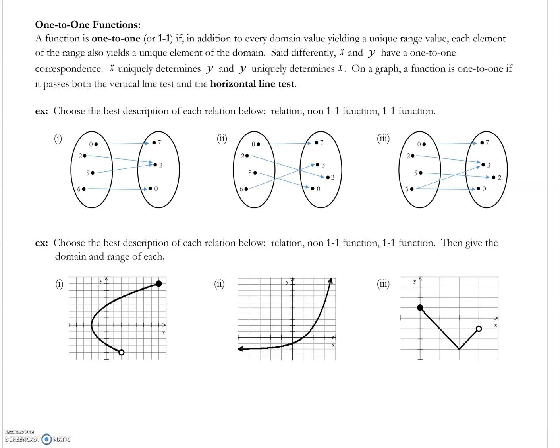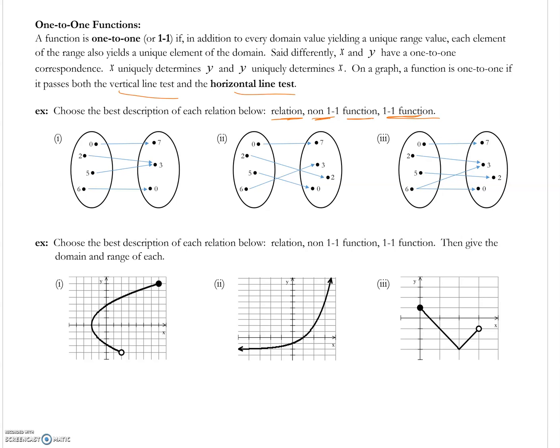On a graph, a function is one-to-one if it passes both the vertical line test and the horizontal line test. So it's very similar to what we were doing with just functions, but now we're testing both vertically and horizontally. So choose the best description of the relation below. It's either just a relation, so it's not a function, or it's a function, but maybe it's not one-to-one, or it's both a one-to-one and a function.